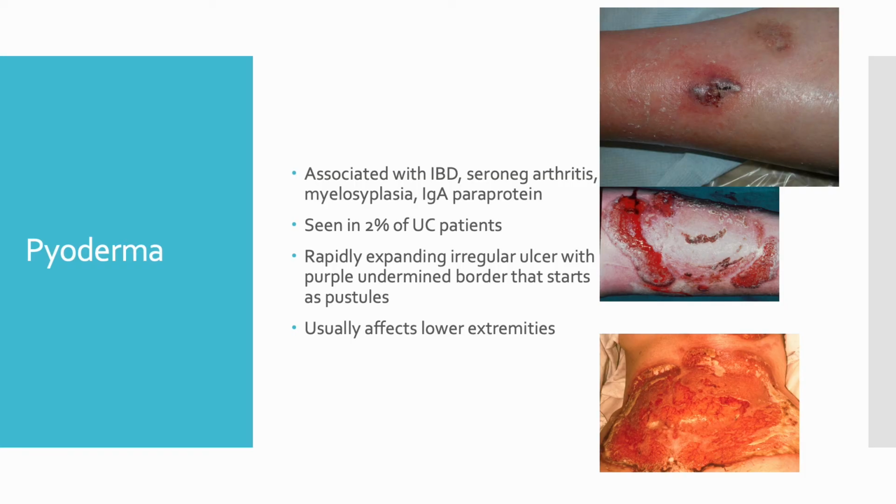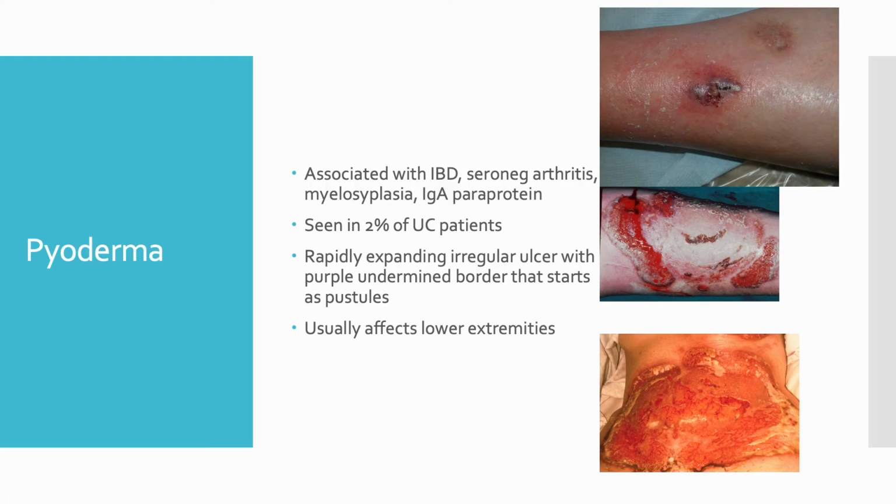How does it present? Well, initial lesions will start as a red, inflamed area and possibly a pustule, but this will then break down and produce sometimes a fairly rapidly extending ulcer. The ulcer edge is often swollen, purple, and often undermined. And pyoderma gangrenosum can occur after trauma, particularly surgical trauma to the skin.